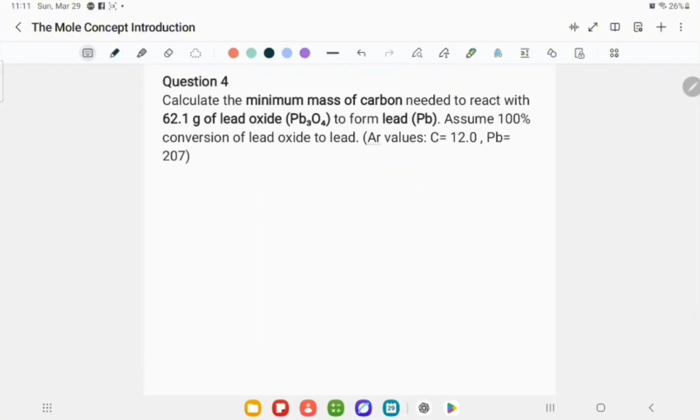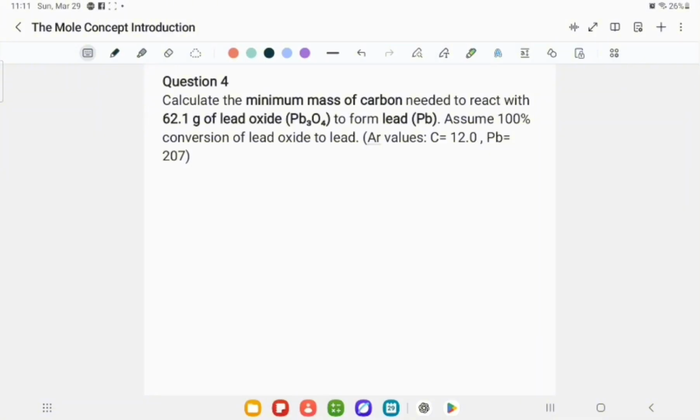The fourth question: calculate the minimum mass of carbon needed to react with 62.1 grams of lead oxide to form lead. Assume 100% conversion of lead oxide to lead. Good. This is similar to the previous question that we did, right? However, the previous question asked for the maximum mass, but this time, they want the minimum mass. All right. So we're going to take the same approach that we took in the previous question.